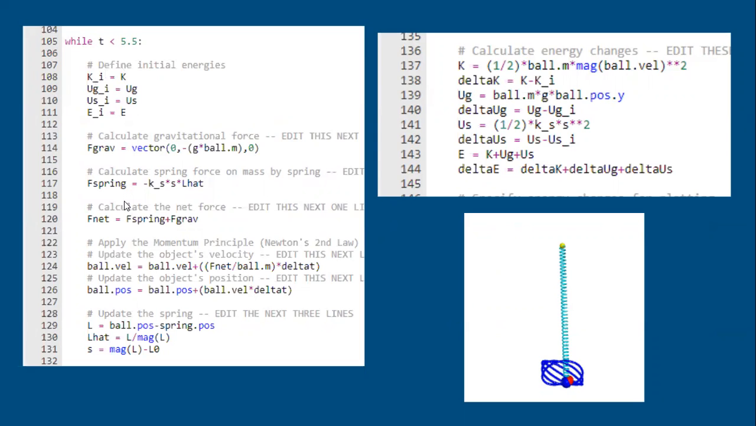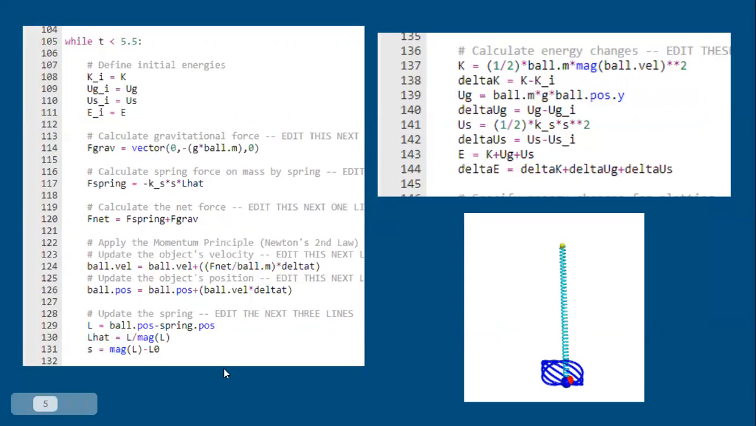And then we had our F spring, which is negative k times s, which was our change, L minus L0, pointing in the L hat direction. And then our F net was those two forces combined. And then using these forces, we were able to update the velocity and position of the ball in the exact same way that we updated them before. So we had velocity plus F net over m times delta t. And the position was updated by doing position plus the velocity times delta t.